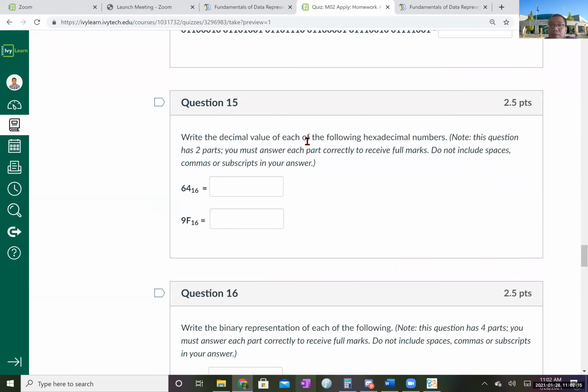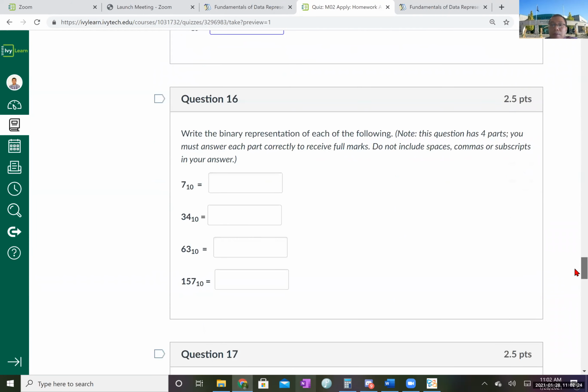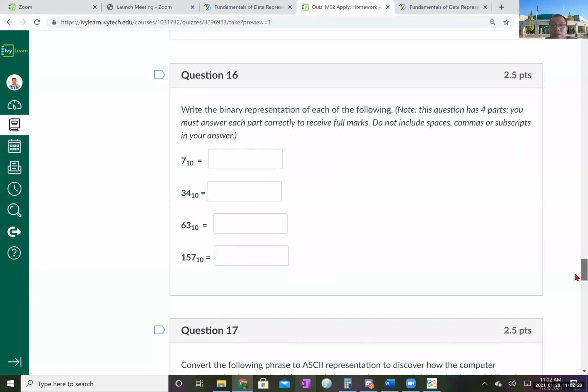Write the decimal value. Okay, convert it from hexa to decimal. Convert from hexa to decimal. And write the binary here. Convert to binary. Very simple.